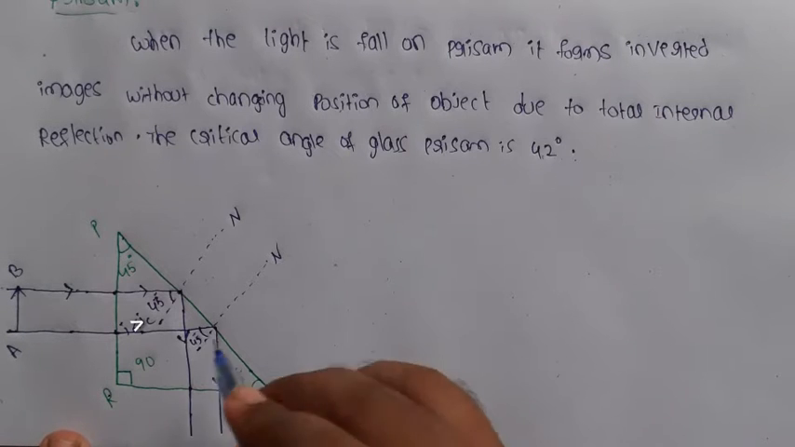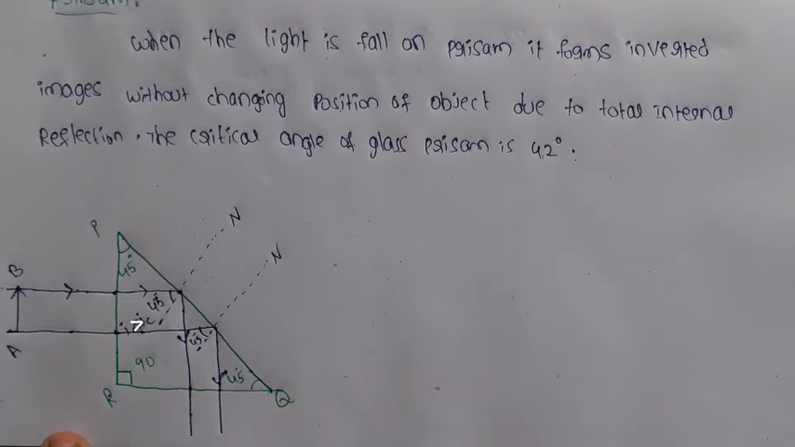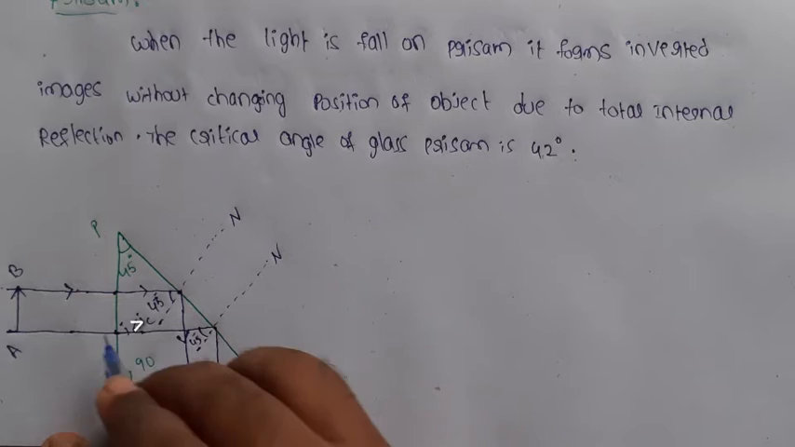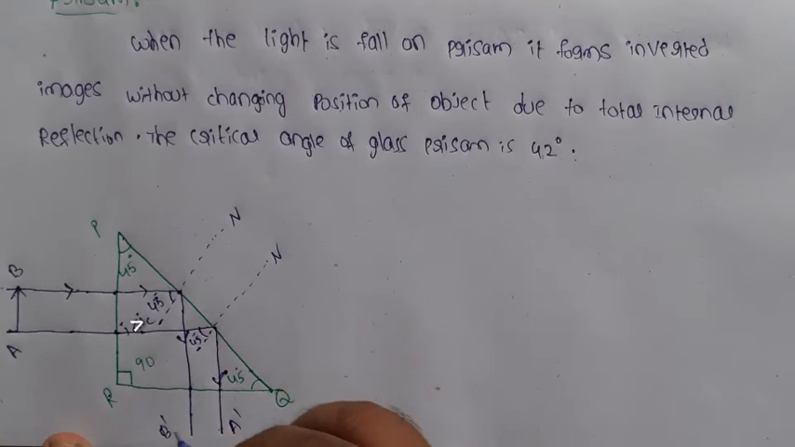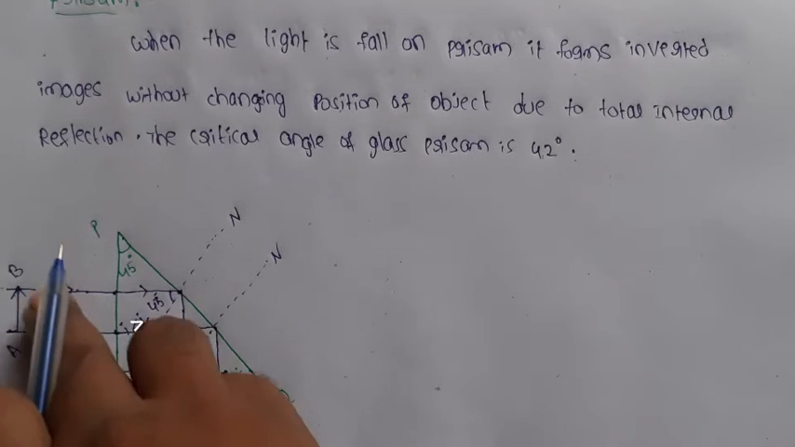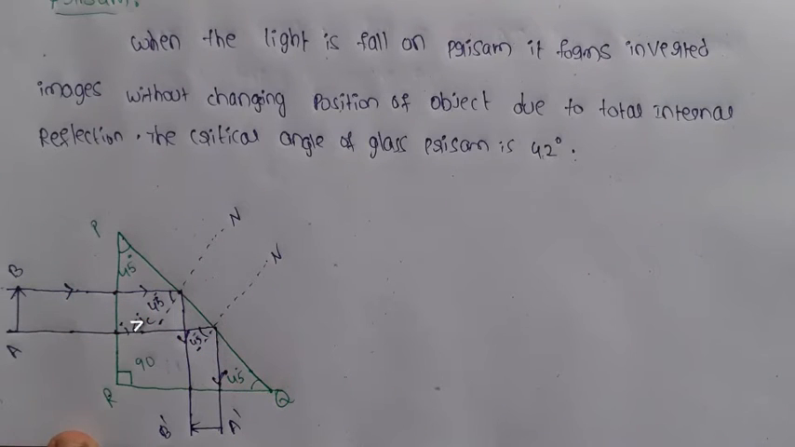So this is another ray. So where will the image be formed? Here. This is A dash, this is B dash. The image will be formed as A dash B dash. What about the angle here? 90 degrees. So the image will be formed at 90 degrees, inverted. We are not changing the position of the object, but the image will be formed inverted.